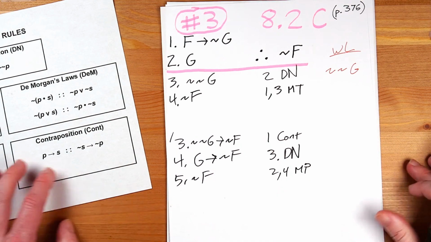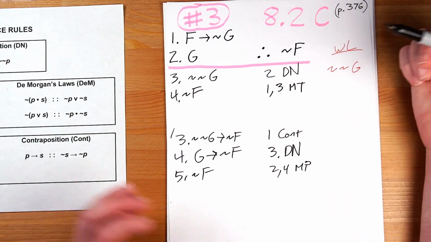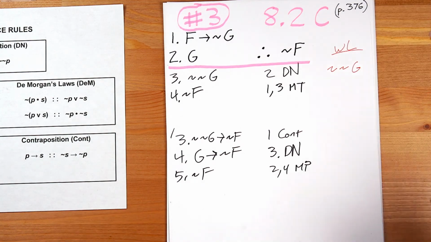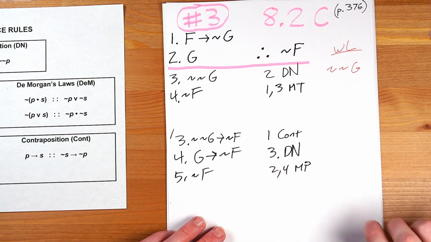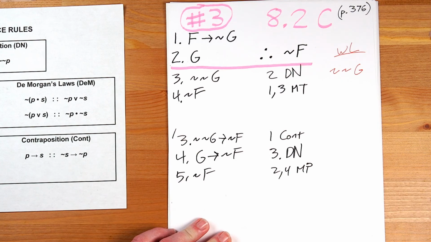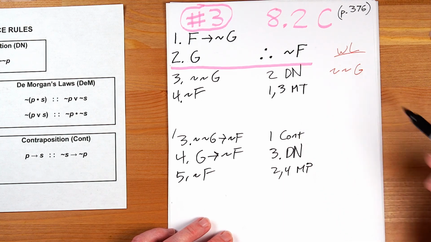So those are 2 ways that you could do this. Of course, there could be many more. These are 2 efficient ways. This, of course, is quicker, just double negating the G from the beginning. But here's another way using contraposition.